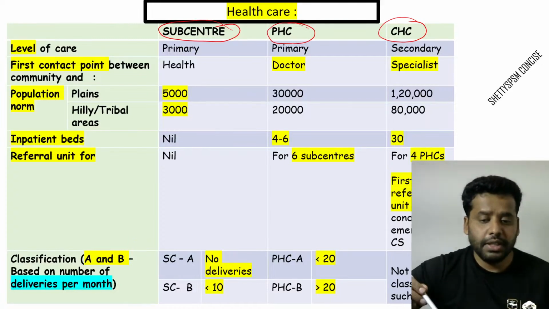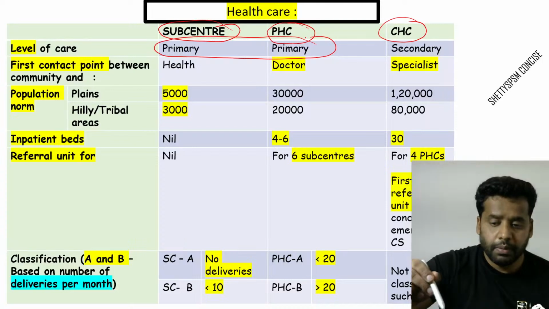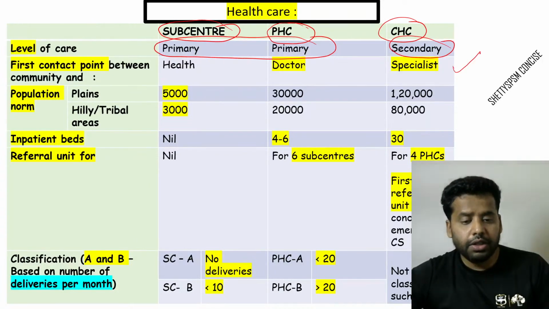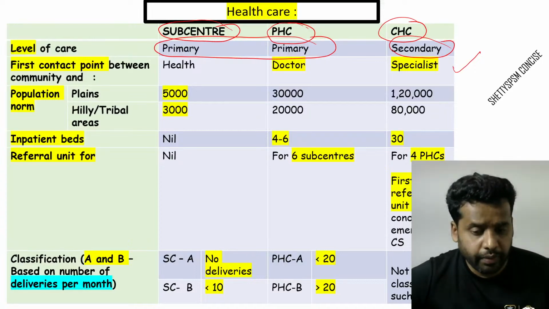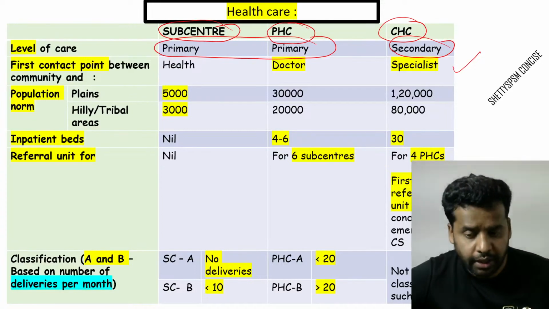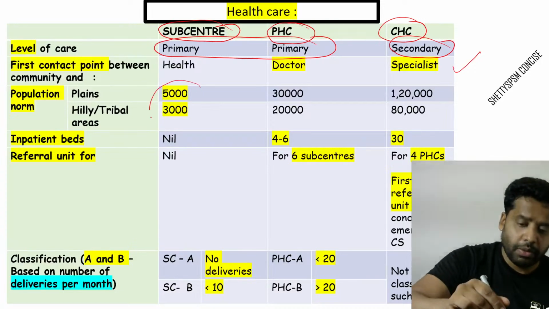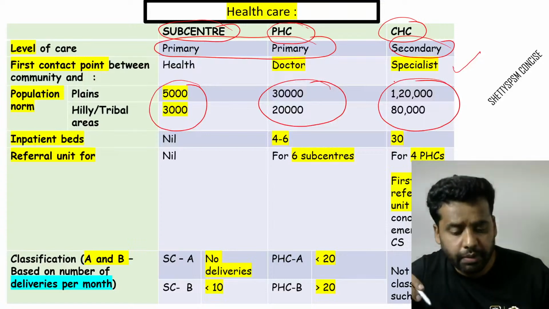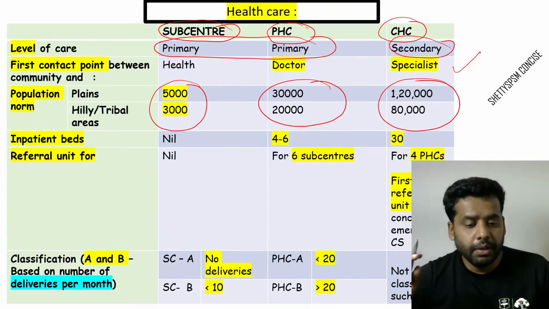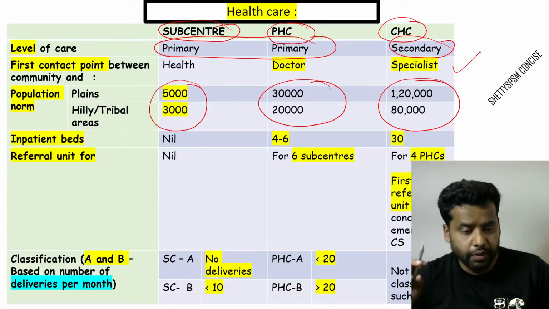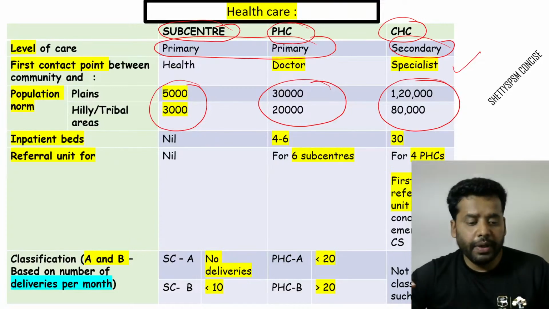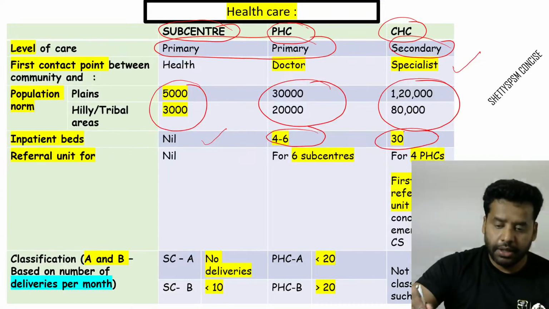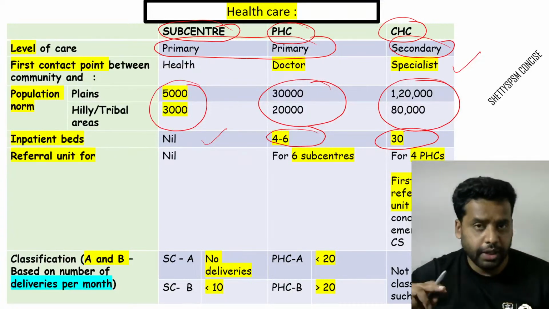Sub-center and primary health center will give primary care, but CHCs will give secondary care because there is a specialist. Health workers work at sub-center, doctors work at primary health center. The population is very important, you should know, especially for primary health centers, the population in plains and hilly tribal areas. There are no inpatient beds in sub-center, but there are inpatient beds in primary health center and community health center.